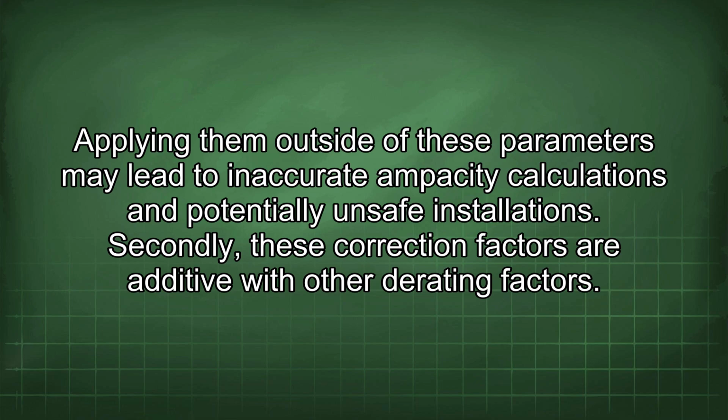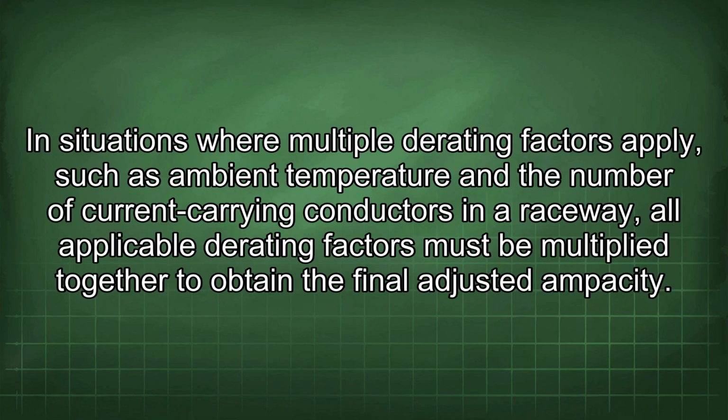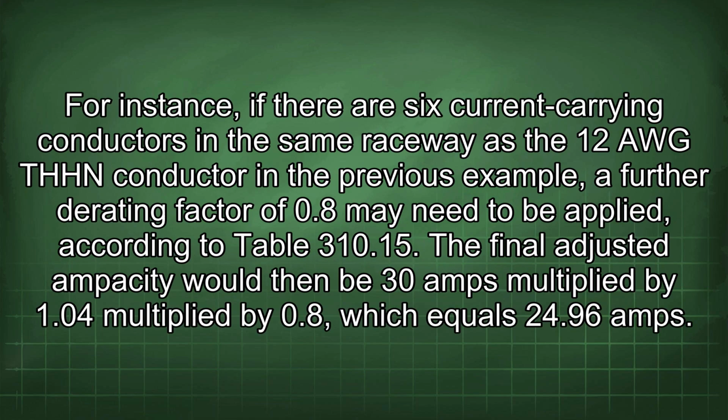Secondly, these correction factors are cumulative with other derating factors. In situations where multiple derating factors apply, such as ambient temperature and the number of current-carrying conductors in a raceway, all applicable derating factors must be multiplied together to obtain the final adjusted ampacity. For instance, if there are 6 current-carrying conductors in the same raceway as the 12 AWG THHN conductor in the previous example, a further derating factor of 0.8 may need to be applied, according to Table 310.15. The final adjusted ampacity would then be 30 amps multiplied by 1.4 multiplied by 0.8, which equals 24.96 amps.